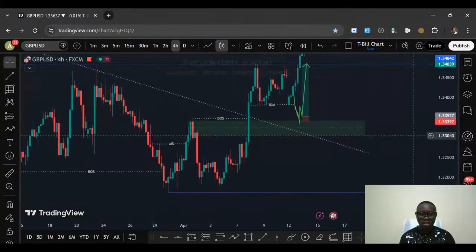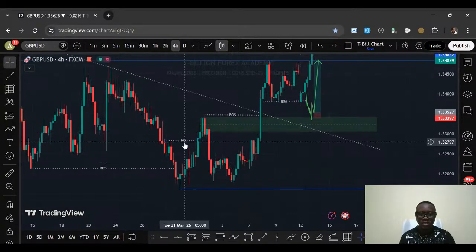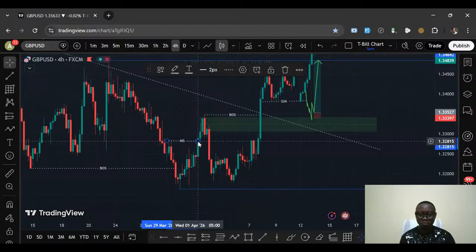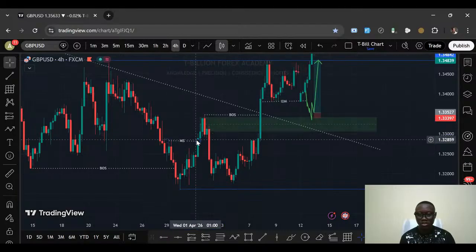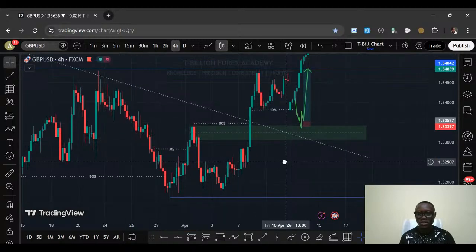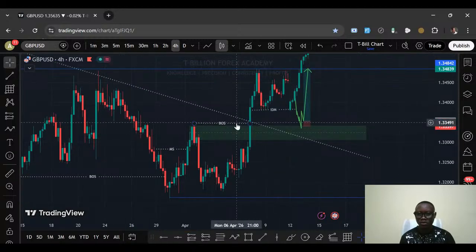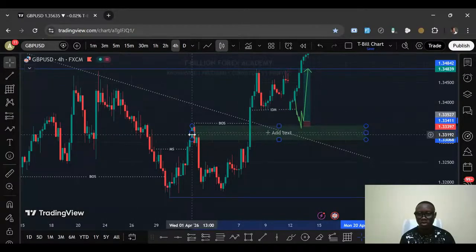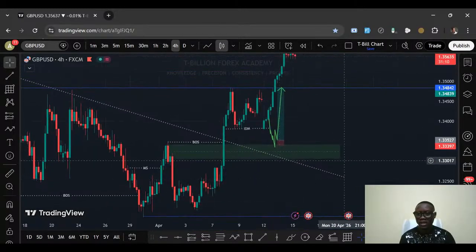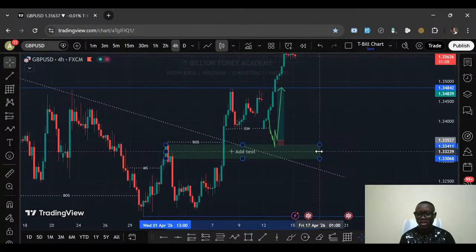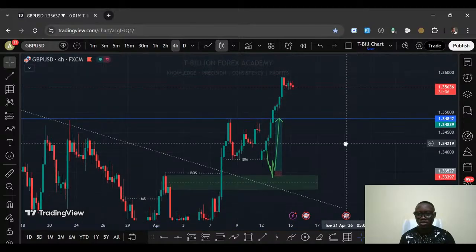Okay, so on the 4H time frame, we got this market structure shift right here, which of course is an indication of a potential bullish run, right? And we got this break of structure right here, and we marked out our point of interest, our 4H point of interest here, which is our breaker block. And although price didn't get to the breaker block, that's good, no issues.